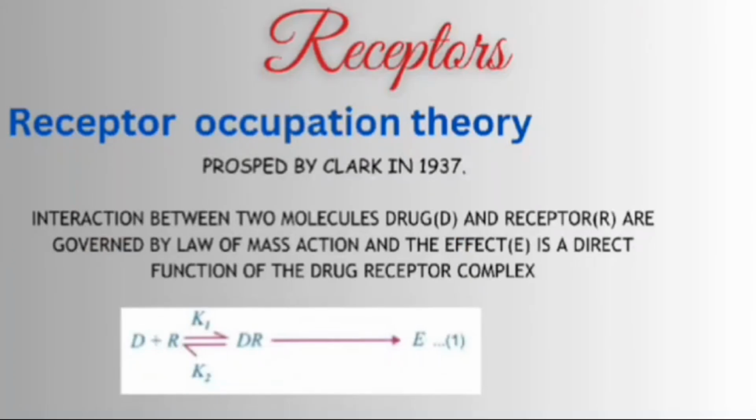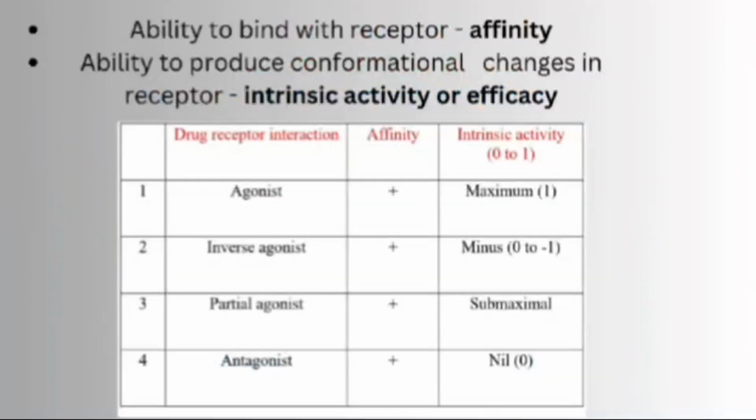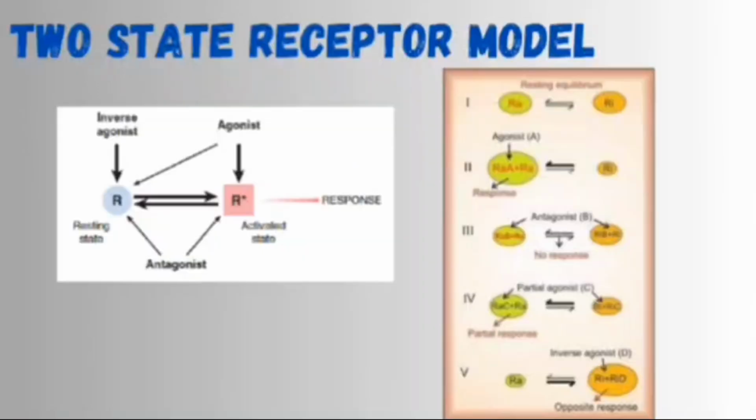It is proposed by Clark, and the interaction between two molecules, drug and receptor, is governed by the law of mass action, and the effect is a direct function of the drug-receptor complex. Ability to bind with the receptor is affinity, and ability to produce conformational changes in the receptor is intrinsic activity or efficacy. This picture shows the two-state receptor model.